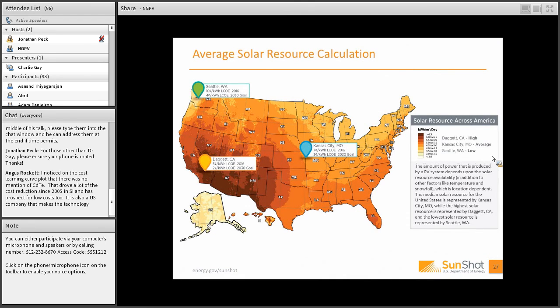This map overlays, for folks who want to get a sense of the correlation, how much sunlight there is and what LCOE levels we could get to, where we are today and where we project getting to in 2030. The next slide.